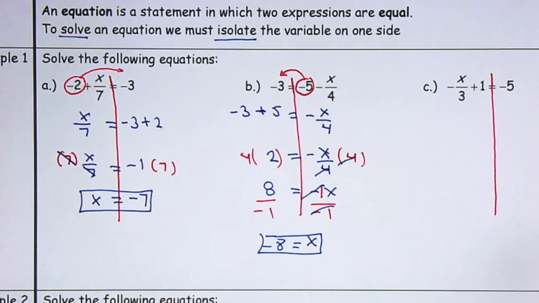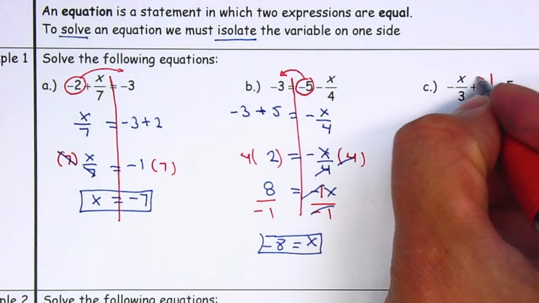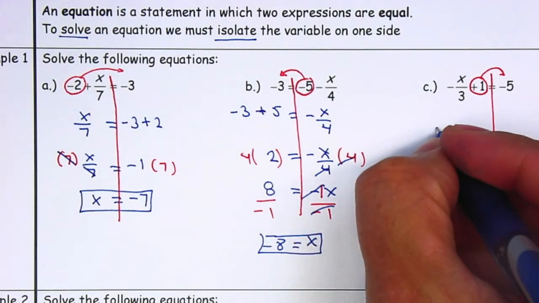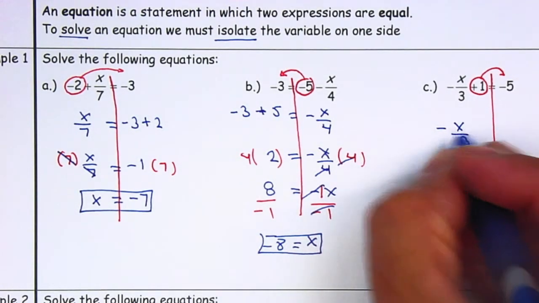So for example C, we want to move the 1 to the right-hand side. That is going to become a negative. So you have -x over 3. Notice that I placed the negative on top.